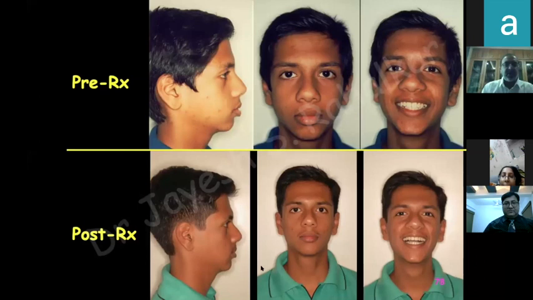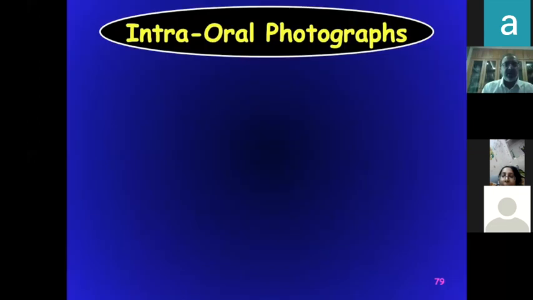And photographs. Please use that when you're doing intraoral photographs.